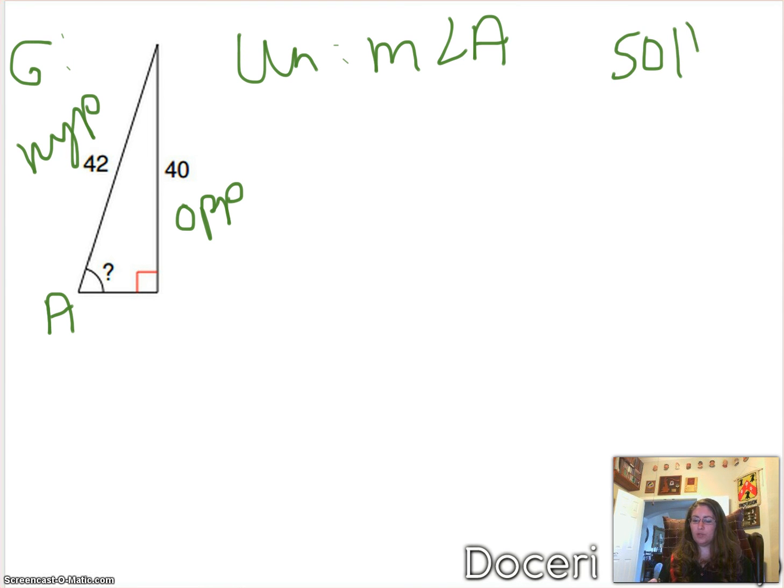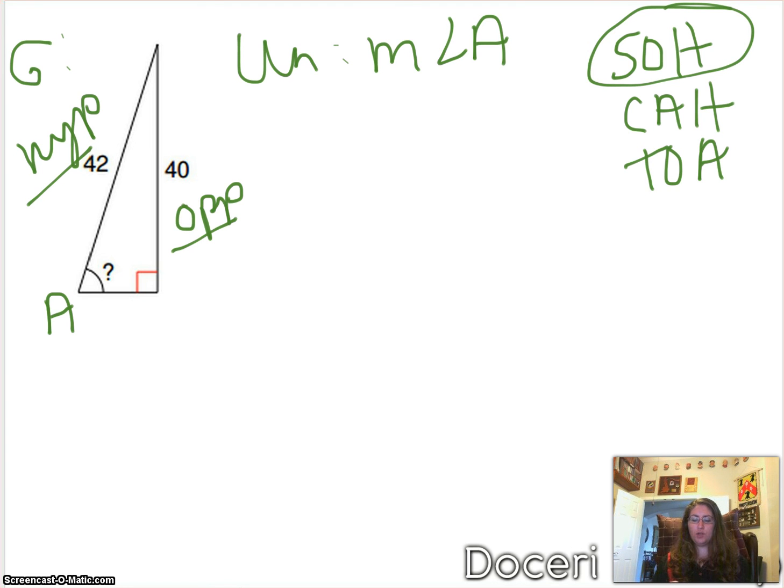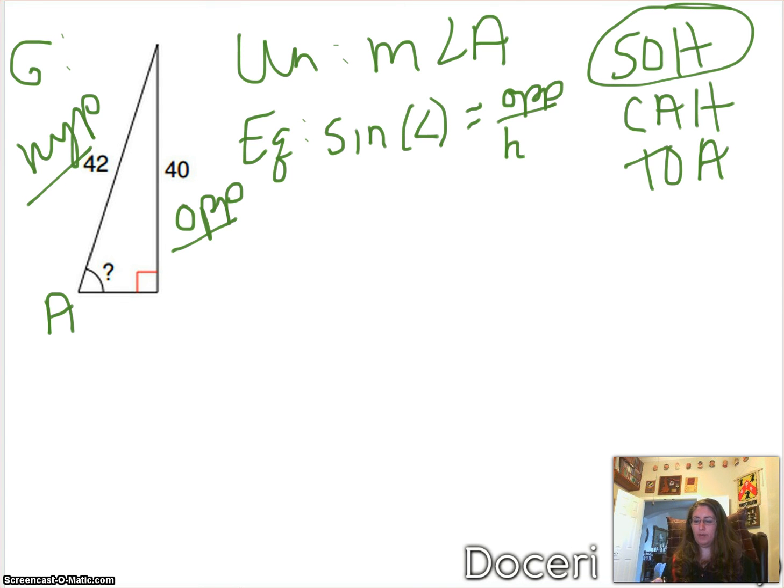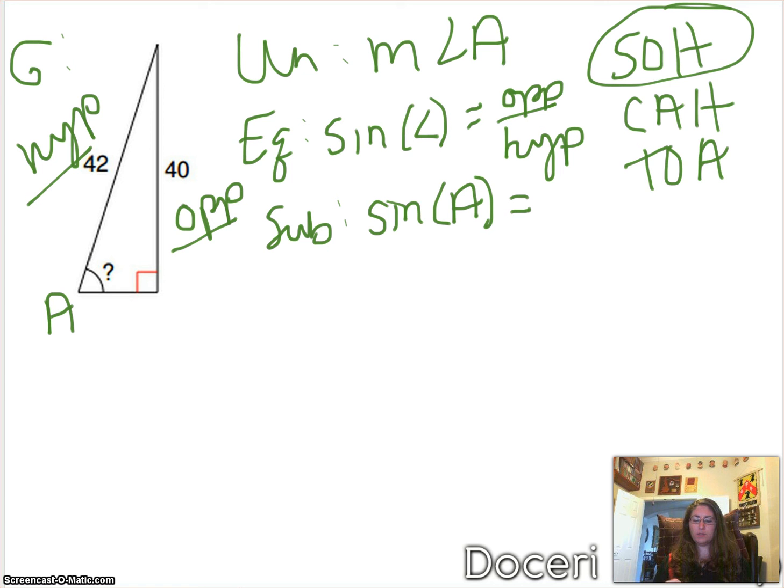So I keep in mind SOH CAH TOA. And I look, I have opposite and hypotenuse. Opposite and hypotenuse, that's the sine. So my equation is sine of the angle equals opposite over hypotenuse. So when I substitute in, I do sine of the angle, where my angle in this case is A, that's what I'm trying to solve for, equals, opposite is 40, and the hypotenuse is 42.